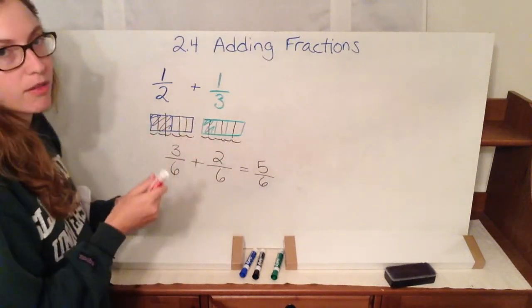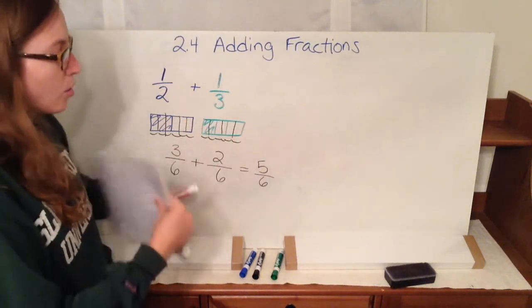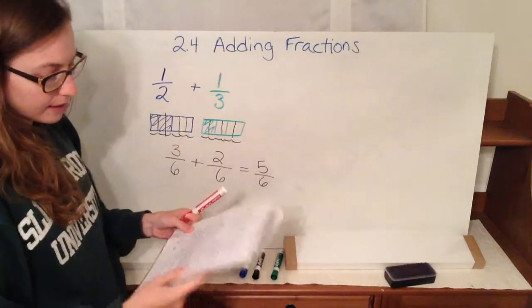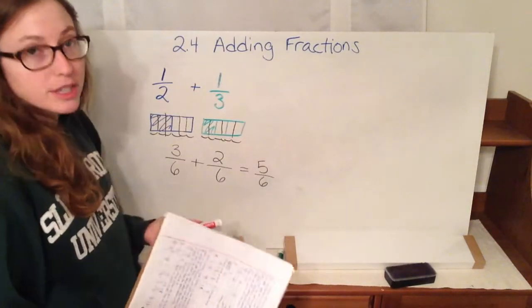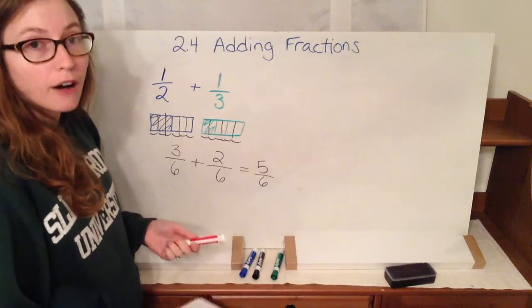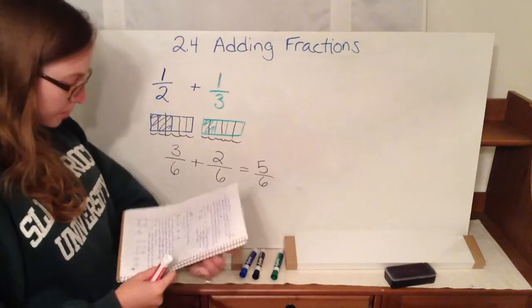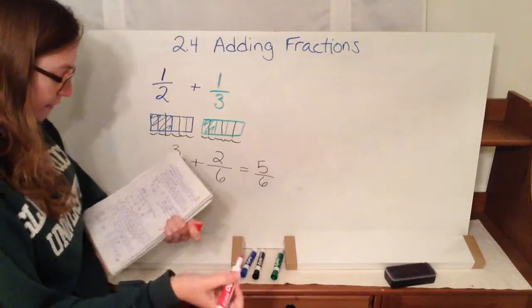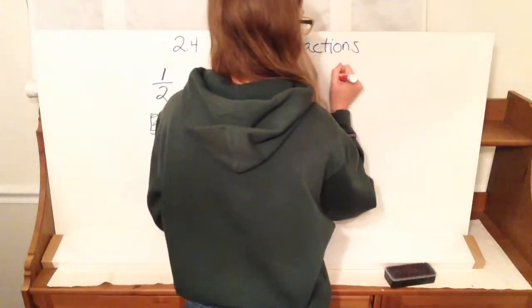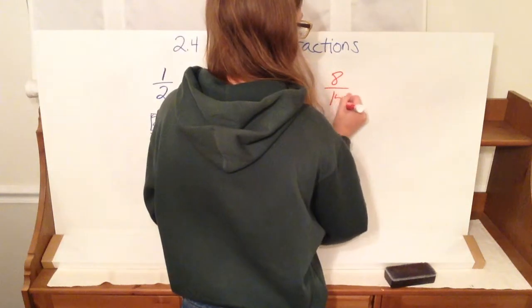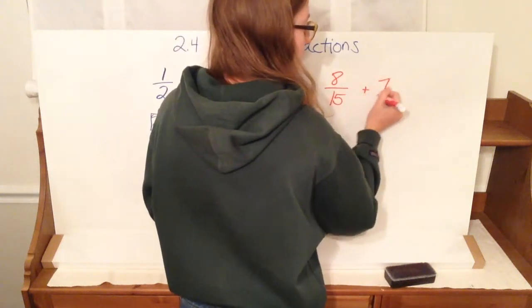Okay? Now, hopefully you know from one of the previous sections working with equivalent fractions that we don't need to draw the pictures out like this. What we do need to be able to do is find the least common denominator, which is the least common multiple of the denominators. Okay? So here is another example. 8/15 plus 7/20.